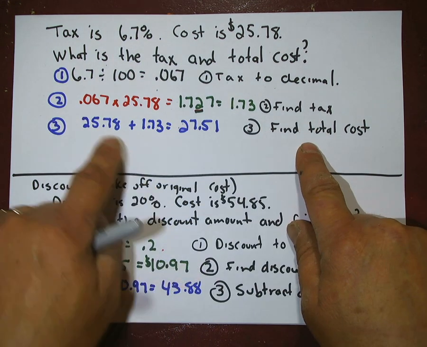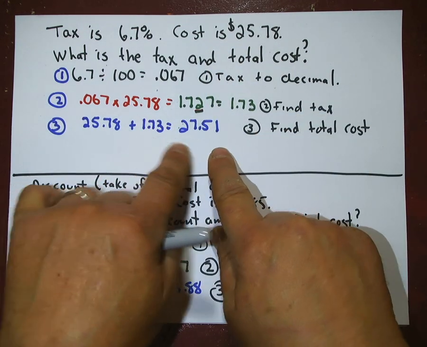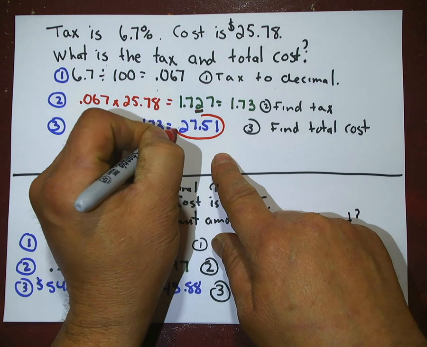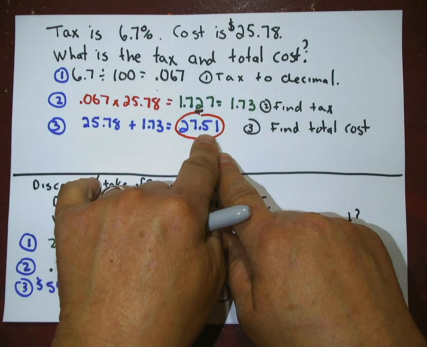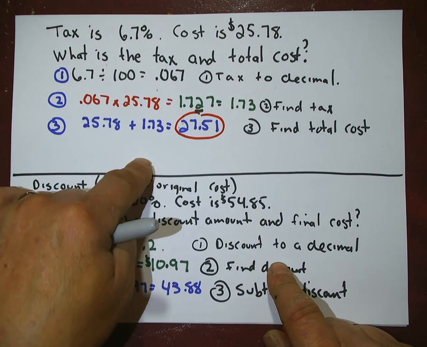Now to find my actual total cost, I take my original cost plus my tax. I owe the clerk $27.51. That's my total cost, okay? That's adding the tax on.